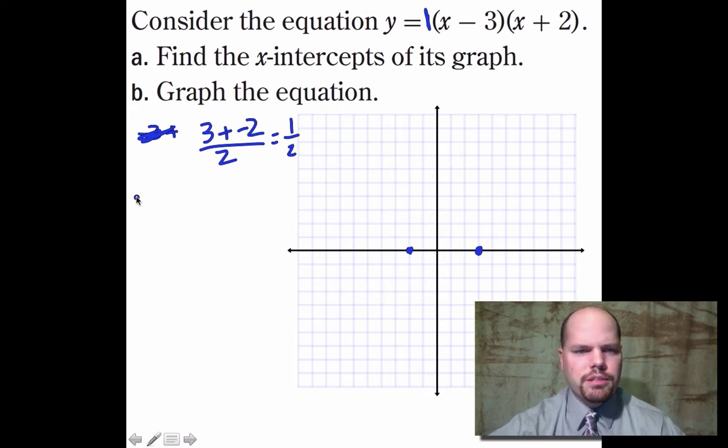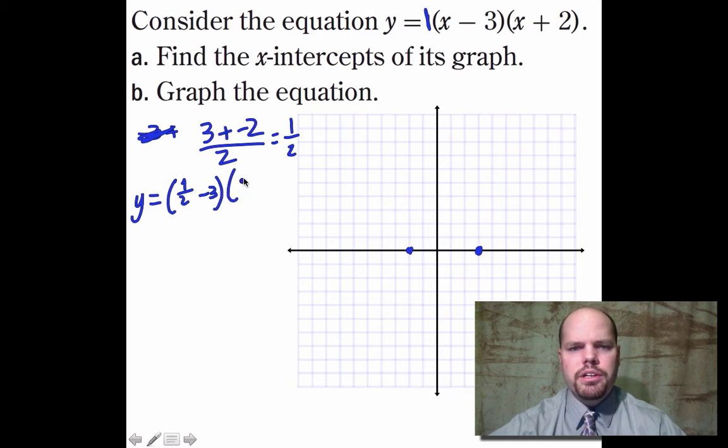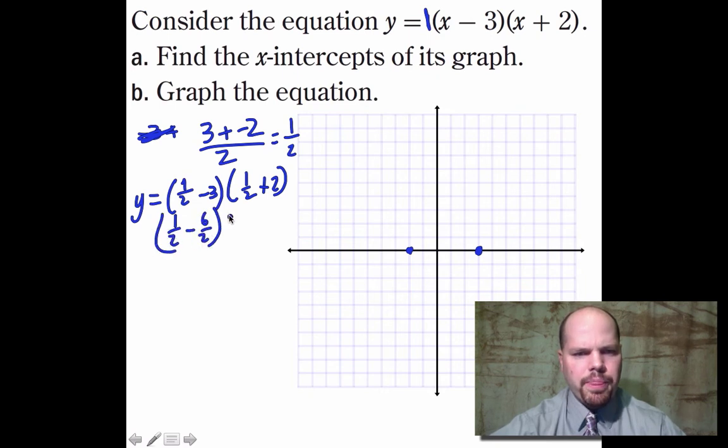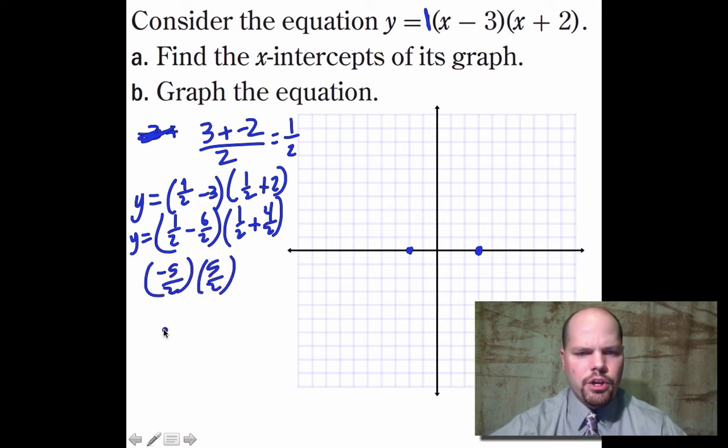What's the y value? Well, that's pretty easy. We just put 1/2 in for x, so it's going to be into the original equation. So 1/2 minus 3 times the quantity 1/2 plus 2. So this is going to be 1/2 minus 6/2. This is going to be 1/2 plus 4/2. Okay, so that would be negative 5/2 times 5 halves, which gives us negative 25 fourths. So the y coordinate of the vertex is negative 25 fourths, or negative 6 1/4.